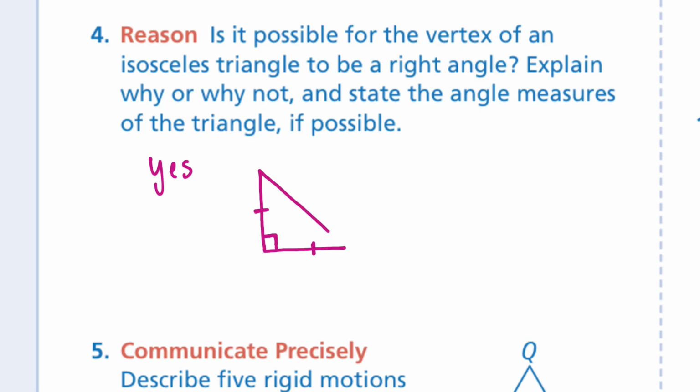If we connect the two legs, we know that these measurements would end up being the same, and they would have to sum to 90. So 90 divided by 2 gives me 45 degrees. So each one of the angles would measure 45 degrees.